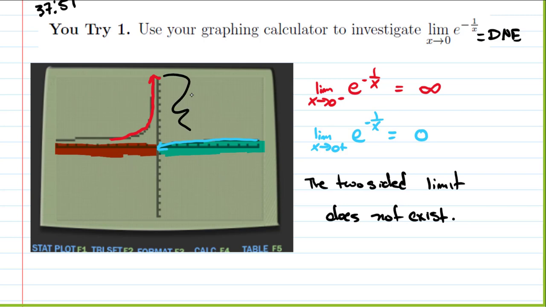Because what happens with our graph here? Oh, we had a jump, right? Because was it connected? No. So the only way the two-sided limit can exist is if the graph is connected at the point in question. But here, it goes to infinity on one side and goes to 0 on the other. It's definitely not connected. So we have a jump, and the two-sided limit does not exist.